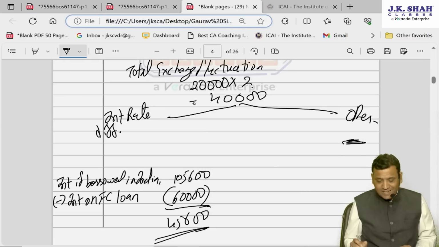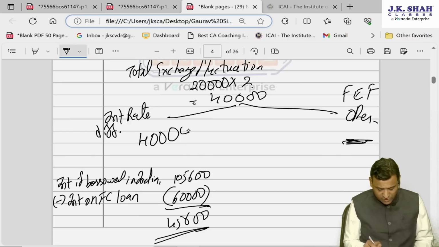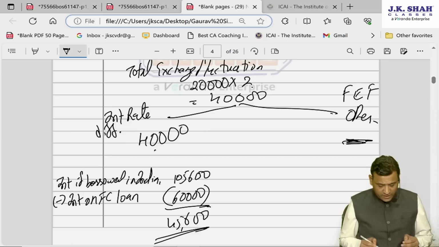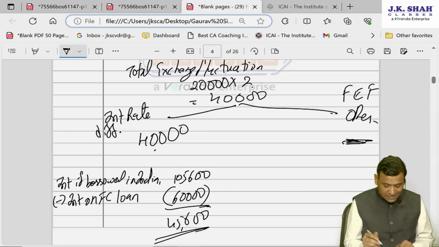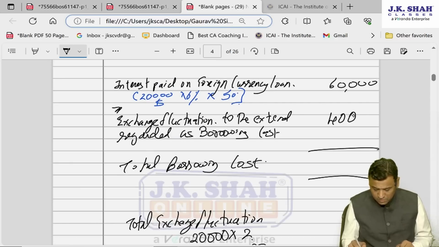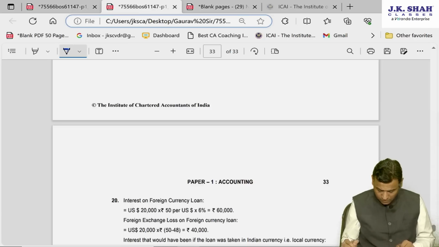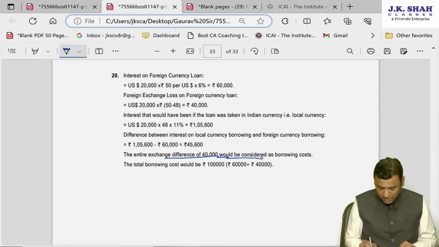It means nothing will be classified as foreign exchange fluctuation, nothing. The whole amount of 40,000 will be classified as borrowing cost, because the interest rate difference is 45,600. So to the extent of interest rate difference, we classify it as borrowing cost. So here, the whole 40,000 will be included. So 1 lakh will be my total borrowing cost. The entire exchange difference of 40,000 will be considered as borrowing cost. The total borrowing cost is 1 lakh.